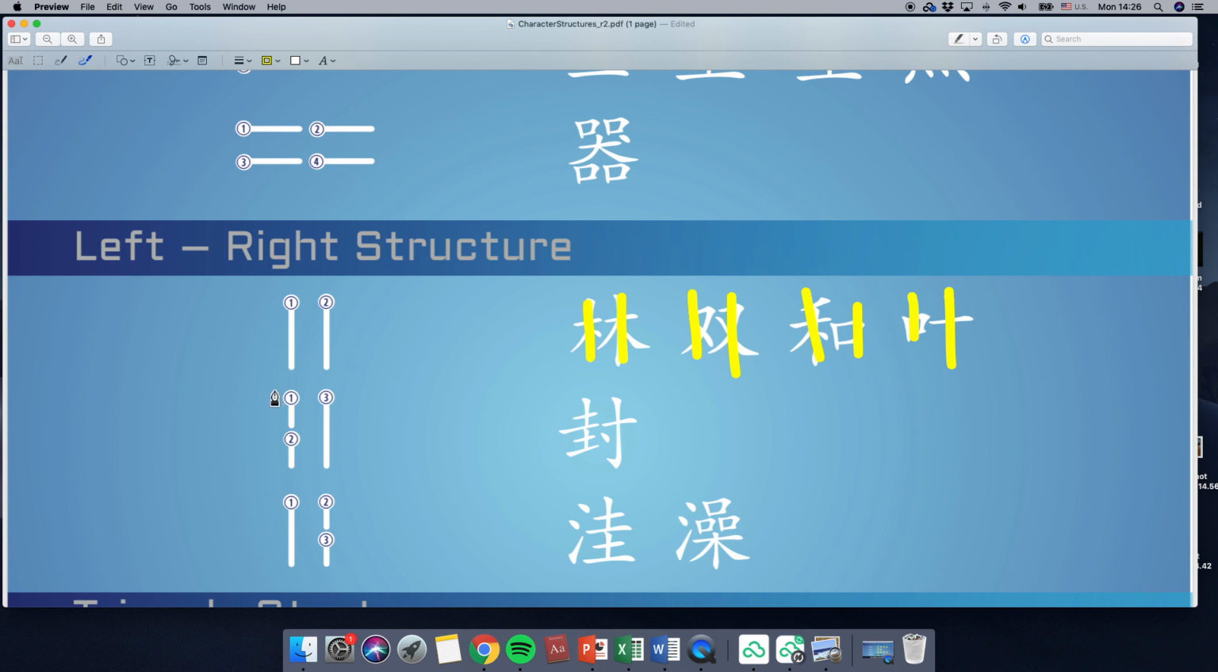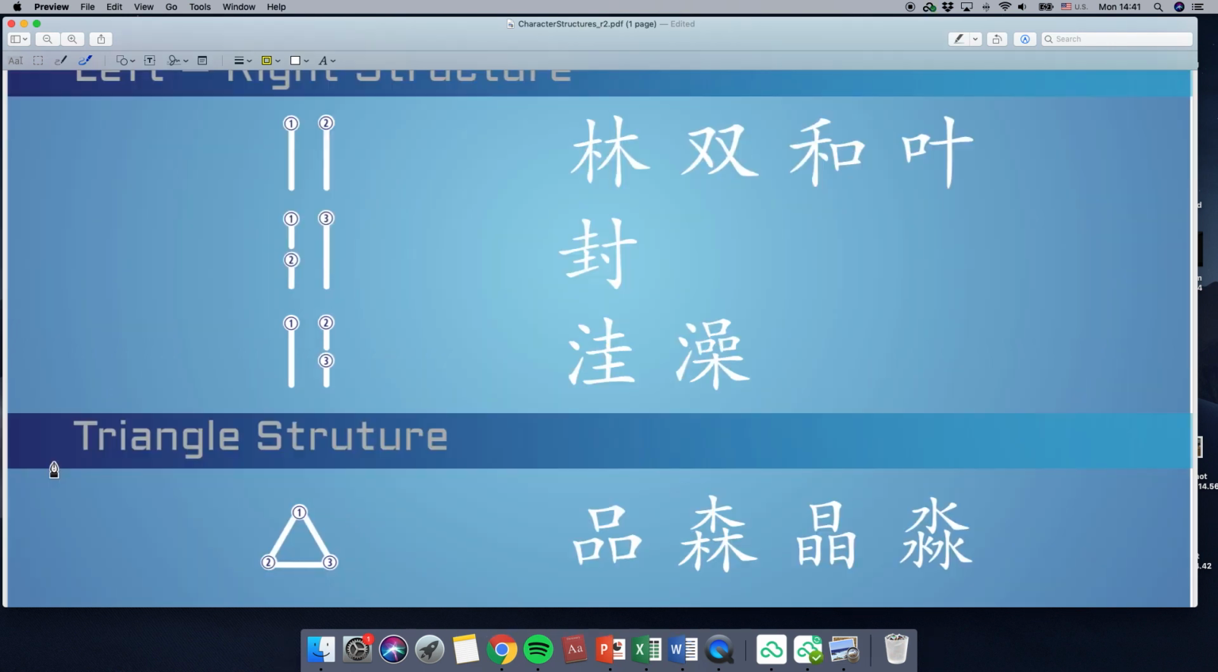Either the left part or the right part can be further divided into two smaller components. Let's dissect some more examples. Left, two components, and then right. And in this case it is a left component and two smaller right components. Left, two smaller on the right. Got the idea? Pattern number 3.